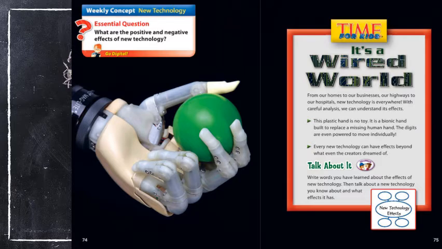Okay, now let's start with our new theme. Let's see what the essential question says. What are the positive and negative effects of a new technology? We all use technology nowadays, and sometimes we say that we cannot live without technology, okay? But technology has its own positive points and its own negative points on humans. So in this theme, we're going to cover a part of the positive and negative points of new technologies on humans, okay?